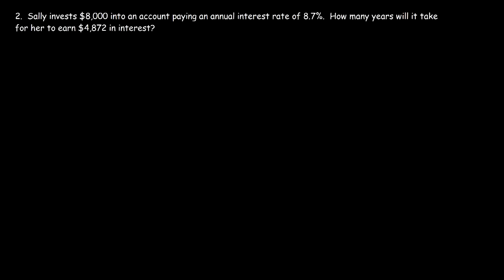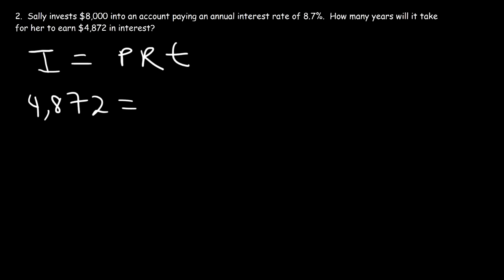Number 2. Sally invests $8,000 into an account paying an annual interest rate of 8.7%. How many years will it take for her to earn $4,872 in interest? The equation that we need to use, once again, is I = PRT. So the interest that she earned in these years is $4,872. The principal, the amount that she puts in the account, is $8,000.